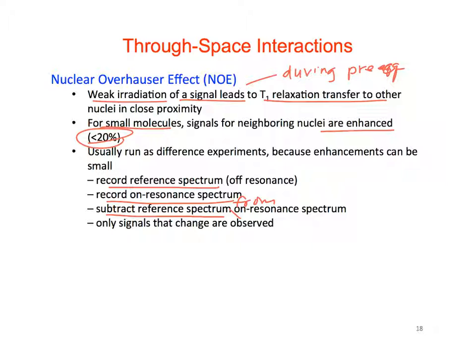And so the reason we do the difference spectrum is because then we only see the signals that have actually changed. Right? Because it's hard to do an integration and see, oh, this one's 5% bigger than it was before. It's hard to measure that difference, but if you do the difference spectrum, then everything else is gone, and only the one that changed 5% is showing up. Okay, it makes it easier.